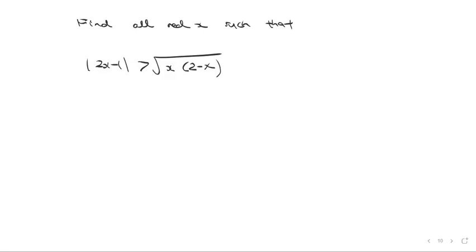In this question, what we have is a question that asks us to find all real x such that the absolute value of 2x minus 1 is strictly greater than the square root of x times 2 minus x. Now, there are a few different ways we could approach this question.